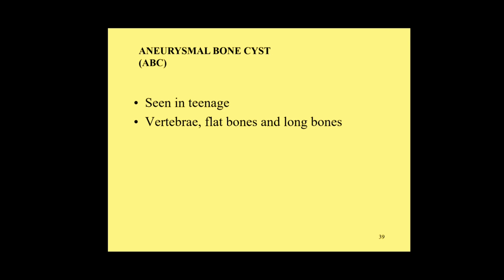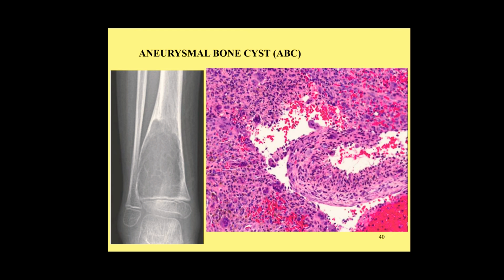Radiographically, typically ABC can also be seen as a radiolucent area, and usually it involves the metaphysis of the long bones and the posterior elements of the vertebral bodies. It affects all age groups, but it is usually seen in the first 2 decades of life. The most common symptom is pain and swelling, and when it involves the vertebrae, it can compress the nerves, causing neurological symptoms as well. If the patient has GCT or chondroblastoma, they can be predisposed to secondary ABC as well.